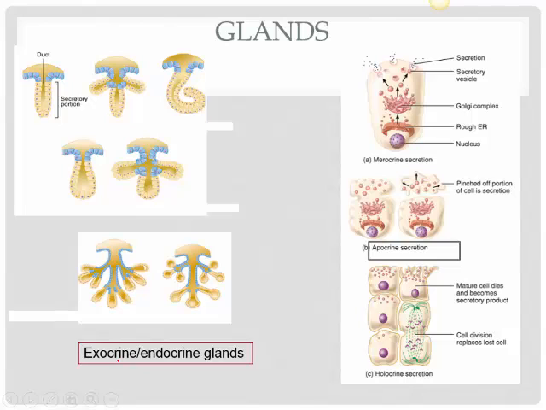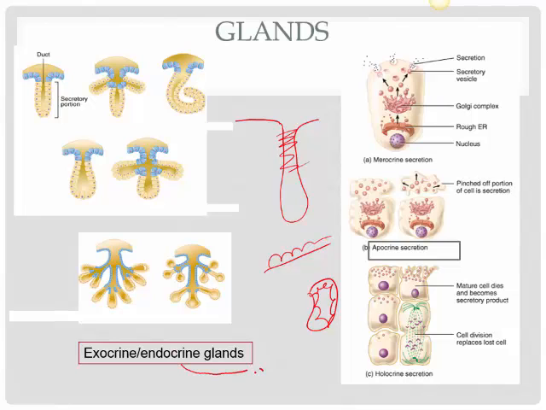Sometimes glands develop from epithelium, but not necessarily. When they do, they go down like this, and after some time this connection goes off. So the epithelium remains on top and the gland remains below. Such glands, which don't have a duct and so don't pour their secretions into a cavity, are known as endocrine glands. They are also called ductless glands because they don't have any duct to pour their secretion.